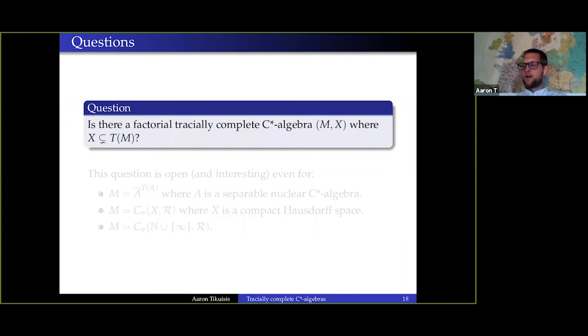Okay, so I'm going to end my talk with some questions. There's a lot of questions, a lot that's not known about these. So throughout, when we define these factorial tracially complete C-star algebras and work with them, we always have to have this set X kicking along, and actually we don't really know if that's necessary or not. So we don't know if there's an example of a factorial tracially complete C-star algebra where X is not just equal to the set of all traces on M.